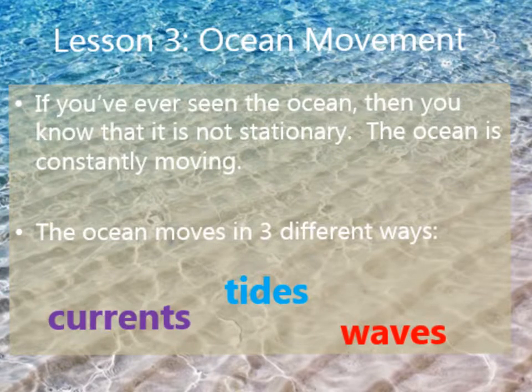Be sure to turn to page 6 in your notes packet. Anything that you will need to write down in your notes is going to be underlined and in the color yellow. Let's get started. If you've ever seen the ocean, then you know that it is not stationary, which means that it's moving all the time. The ocean actually moves in 3 different ways: currents, tides, and waves.